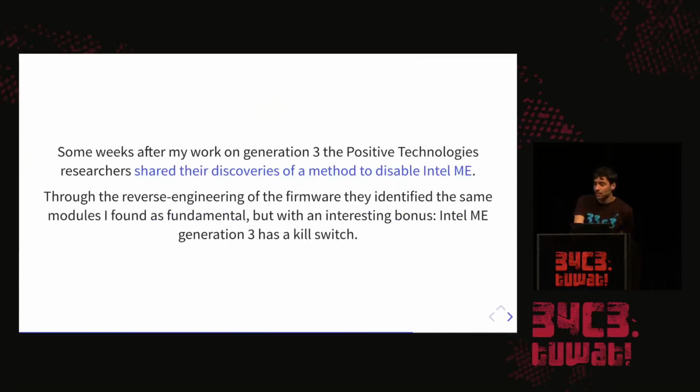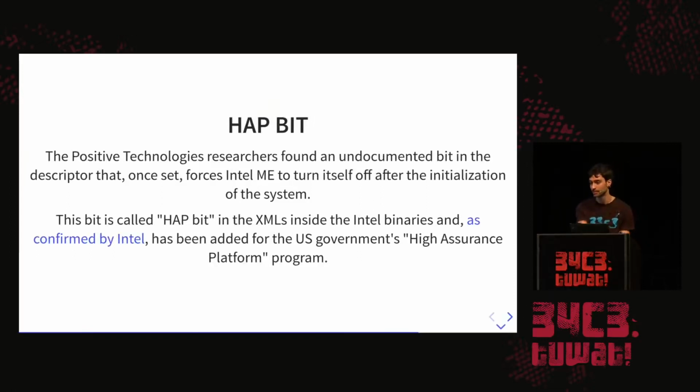Some weeks after my work, the Positive Technologies researchers shared the discovery of a method able to disable IntelliMe. So they confirmed my work, and they found a nice bonus, let's say, which was that IntelliMe generation 3, starting from IntelliMe 11, which is Skylake, has a kill switch, which is the HAP bit. If you want to learn more about the HAP bit, I suggest you read the blog post. Here, I just tell you that you set this bit to 1, and IntelliMe turns off just after the system initialization, just after the run of the BUP module.